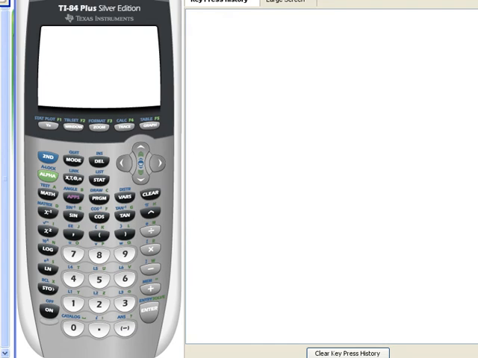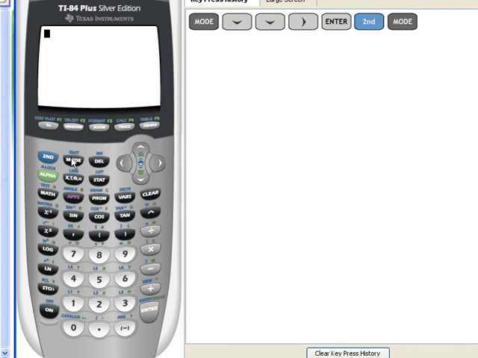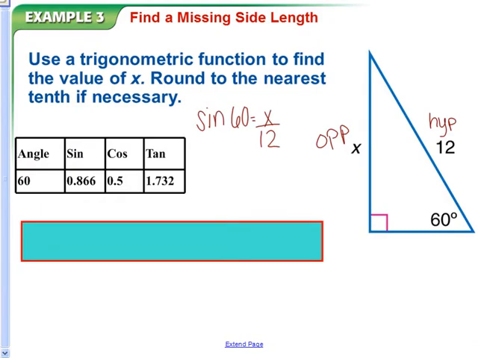Now one thing I want you to check before you do anything is press your mode and make sure that degrees is highlighted like it is right here. So I have degrees highlighted, and so that's okay. If you didn't, here's what you do. You go down, go over to degrees, and then you press enter. All right, to get out of there, we do second mode. And so again, our problem was sine of 60 equals x over 12, cross multiply. Sine of 60 times 12.